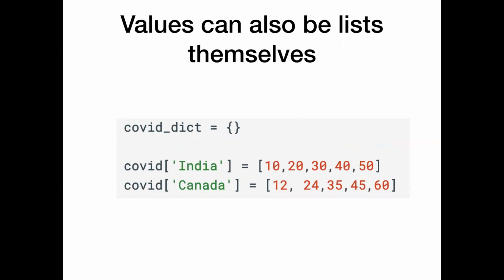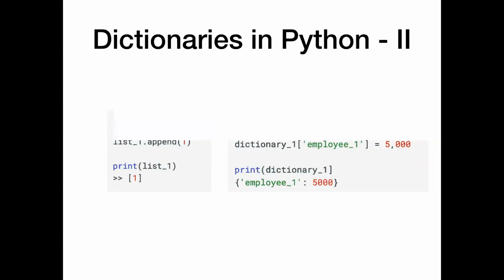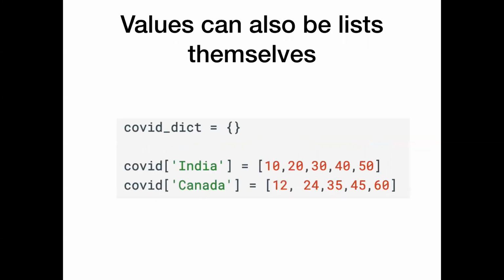Another important thing is that the values that we gave in this dictionary, we just stored 5,000. We could actually store a list here. So we could have a list like this one, 10, 20, 30, 40, and we could store this as the value in the key value pair. I could create this dictionary called COVID dict, and then add a value to it where the key is India and the value is this particular list. And I can add another value where the key is Canada and the value is another list.